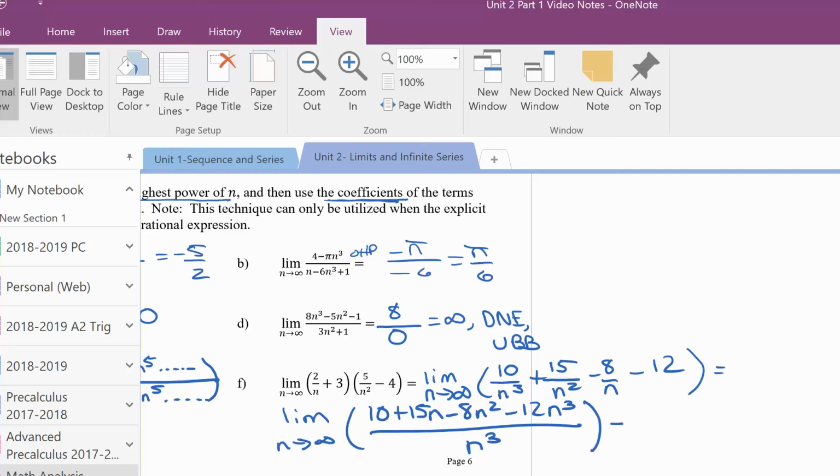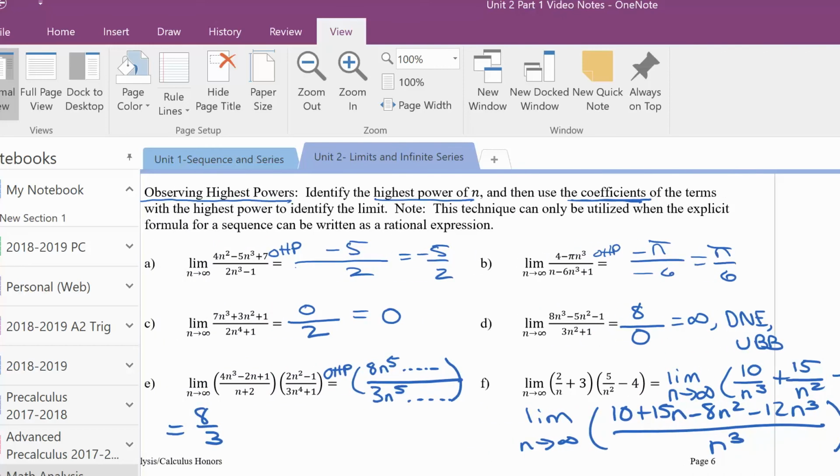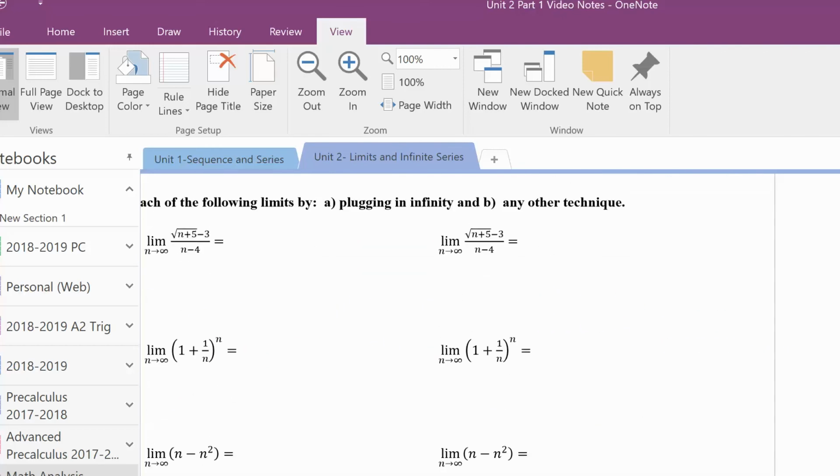So by observing highest powers, we could get the highest power is n to the third, we get negative 12 over 1, which is negative 12. So that's what it means by observing highest powers. So now let's look at some problems here.